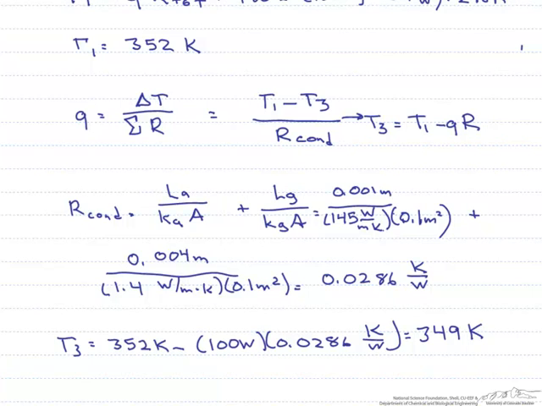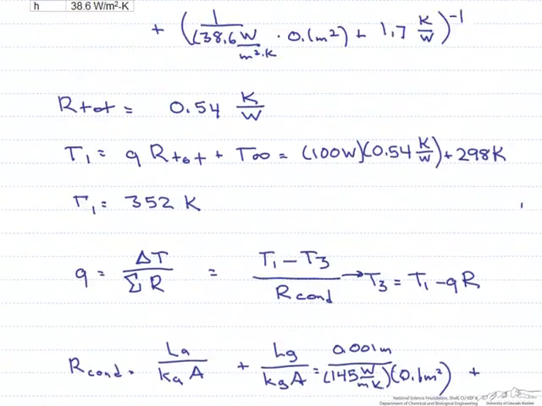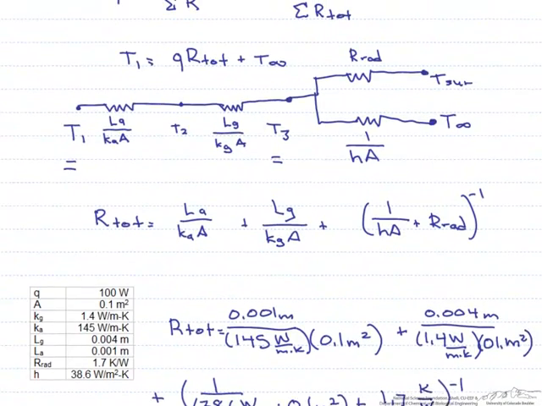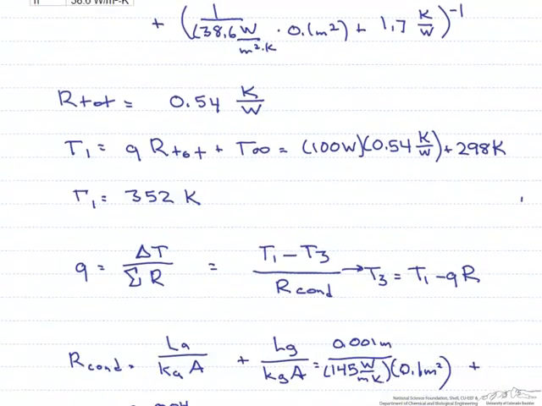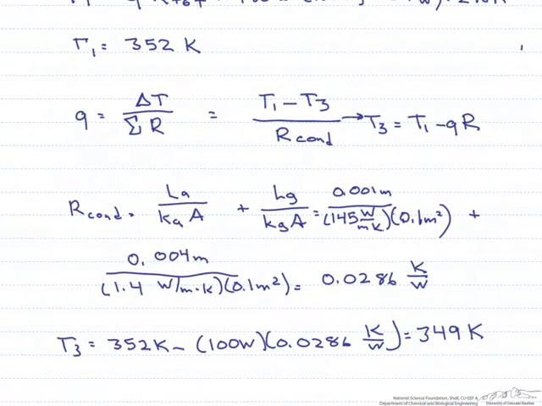The temperature of the silicon should be the highest, followed by that surface temperature. The temperature in between the two, if you take a look at our picture, this T2 should be somewhere in between 352 and 349 K, and these are all greater than the surrounding air, which is 298 K.